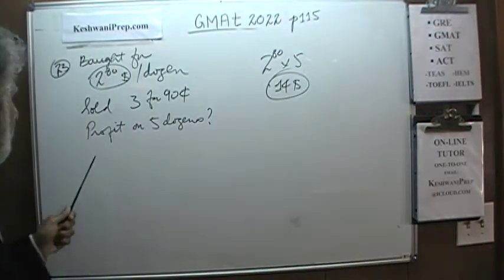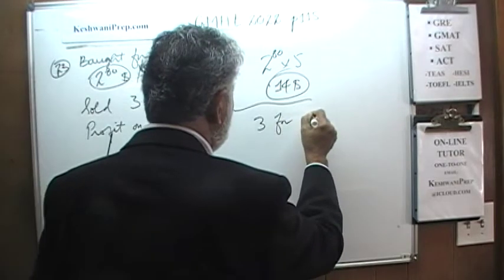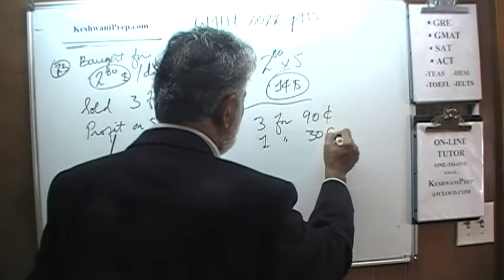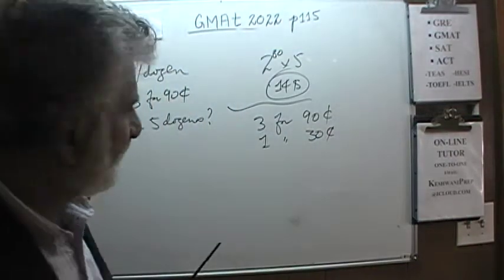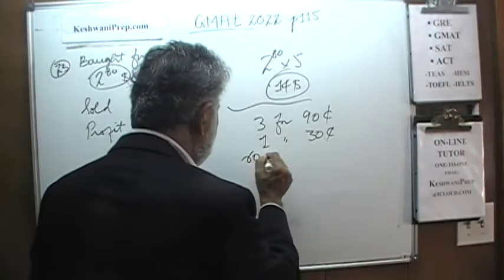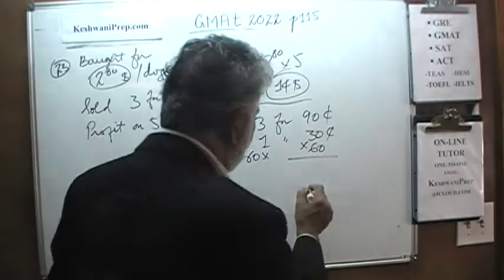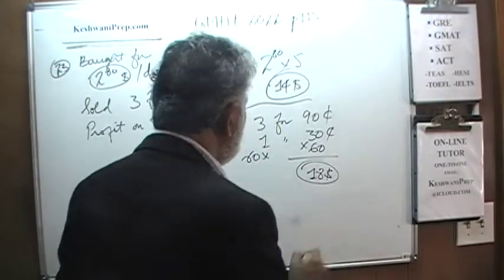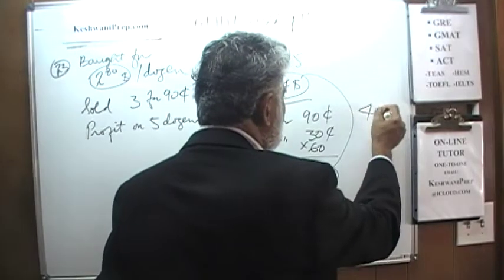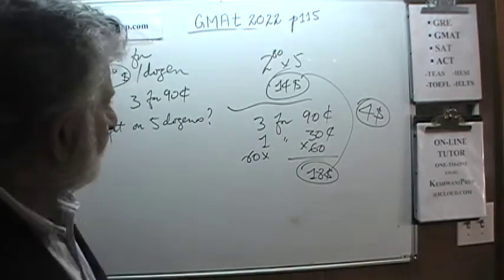Let's see what we got from them. We sold 3 for 90 cents, which means we must have sold one for 30 cents. We're not selling one, we're selling 5 dozens. There are 60 of them. So times 60. There you go. $18 exactly. We bought them for $14 and we sold them for $18. We made a grand profit of $4.